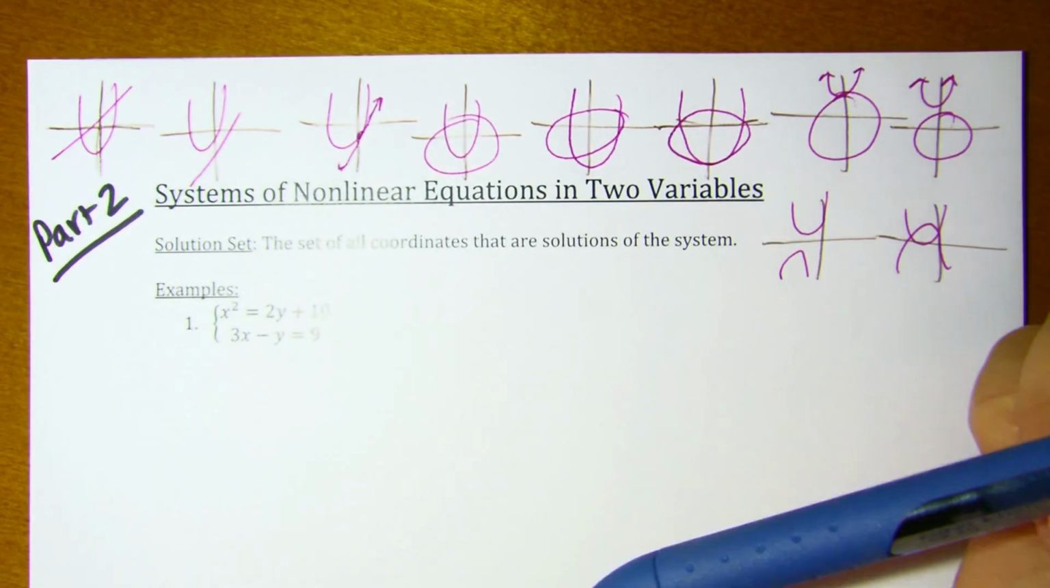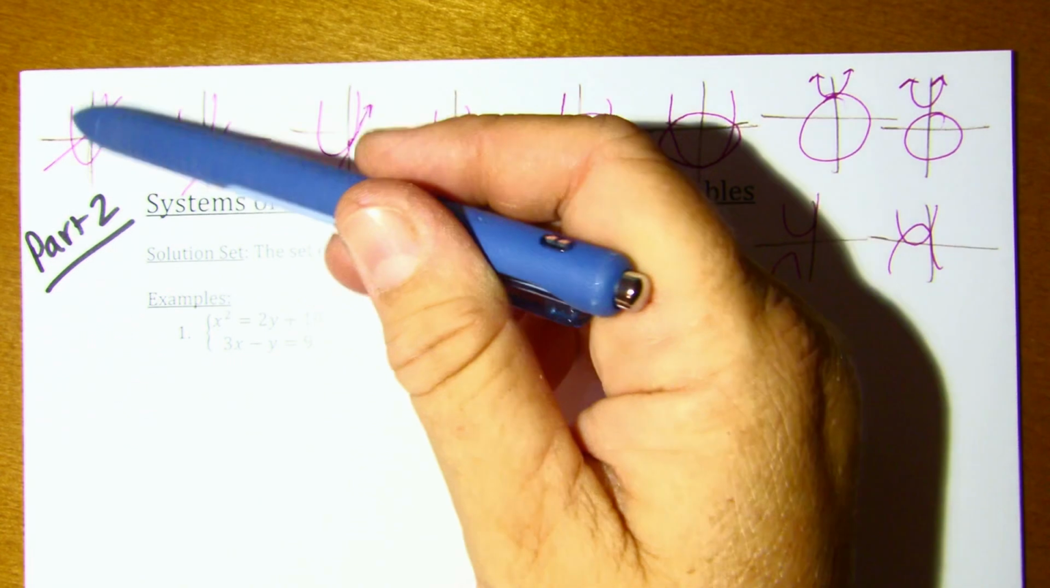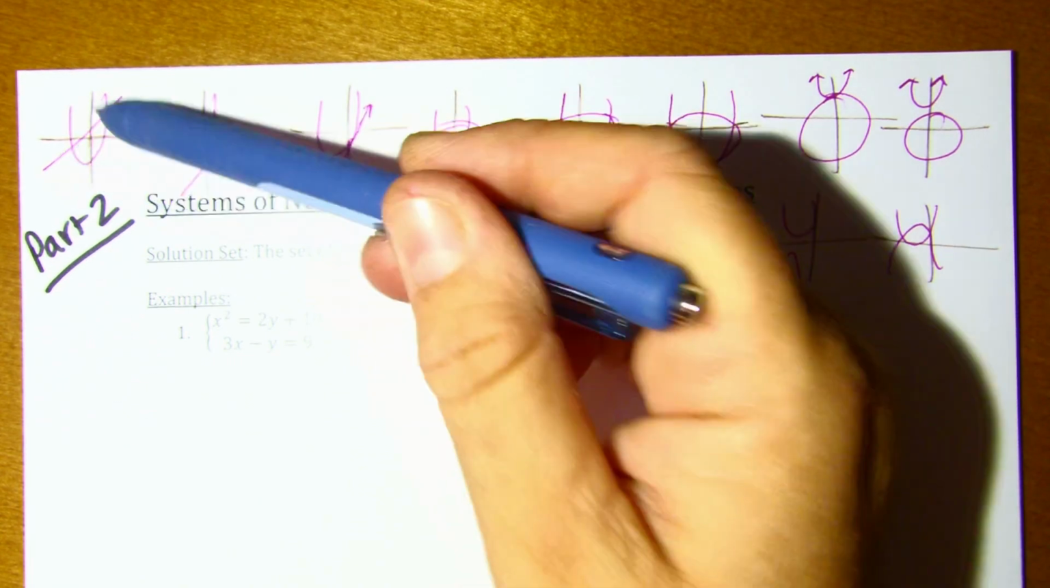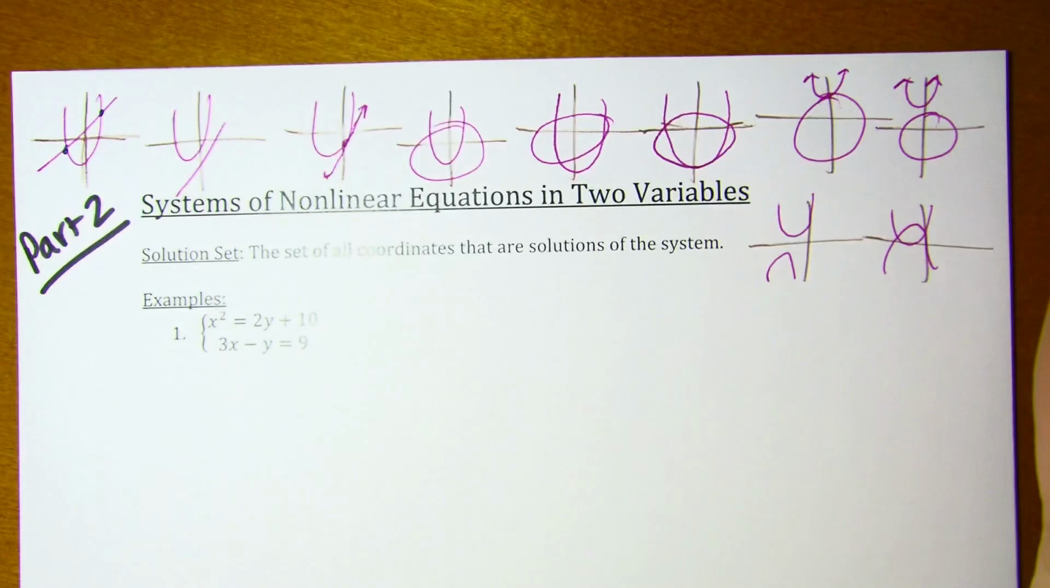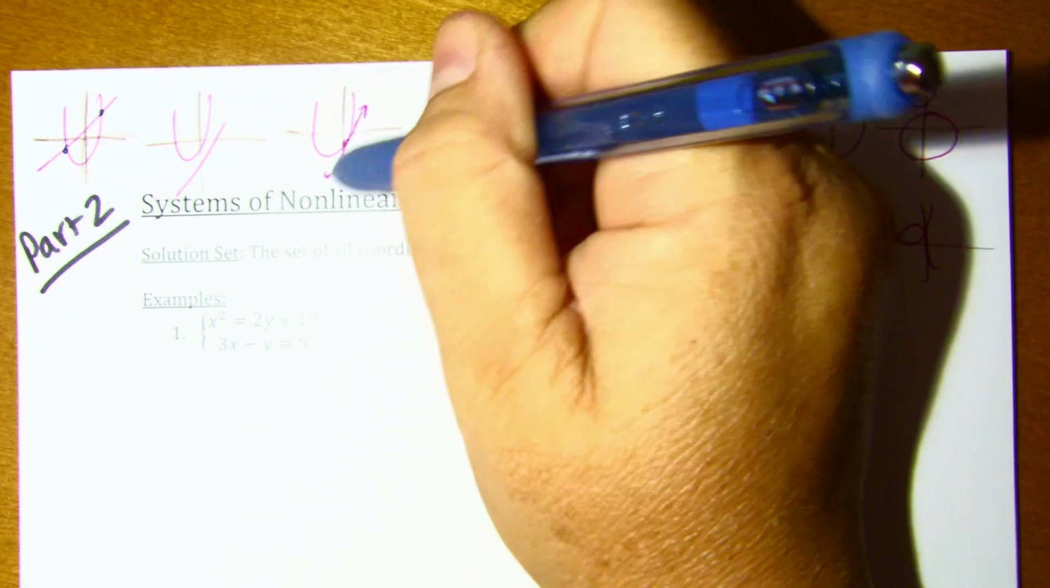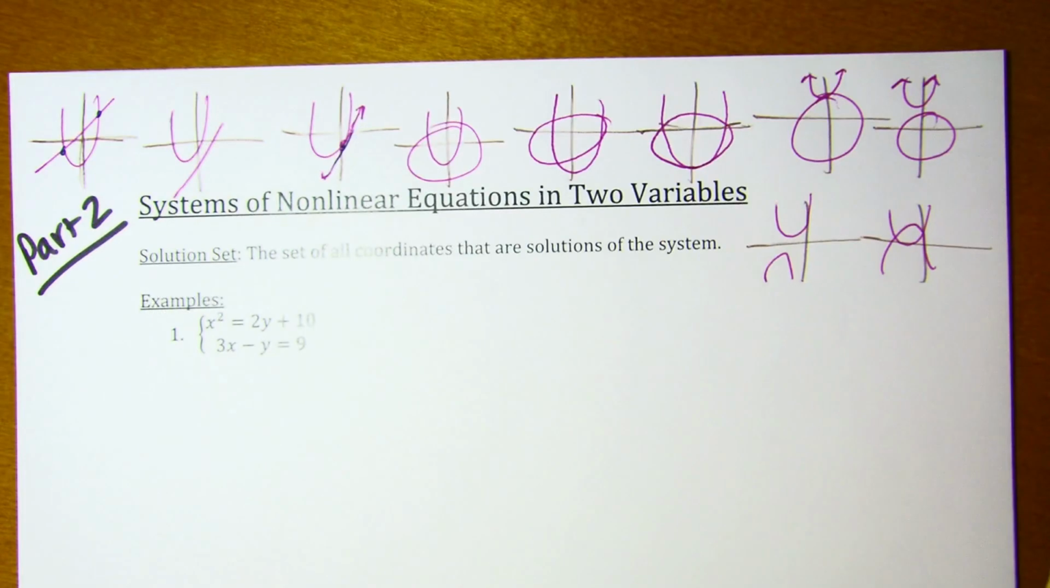Let's just take a parabola and a straight line. If I have a parabola and a straight line, it's possible that they intersect at 2 points. A parabola and a straight line, possible that they don't intersect at all. A parabola and a straight line, possible that they intersect at 1 point.